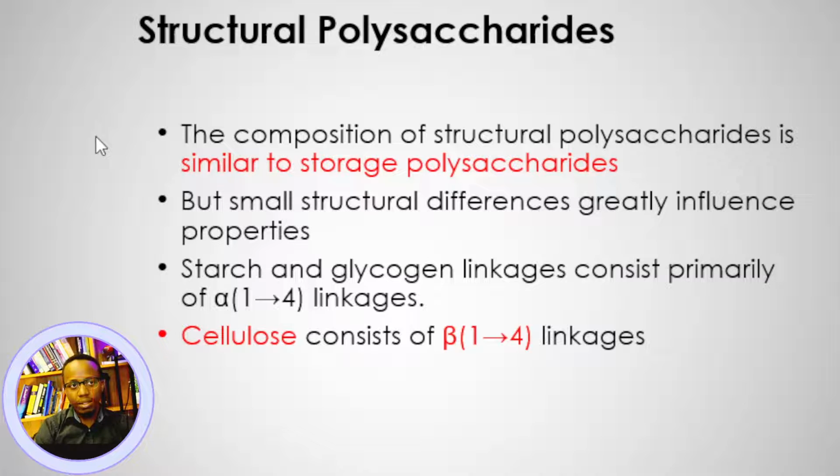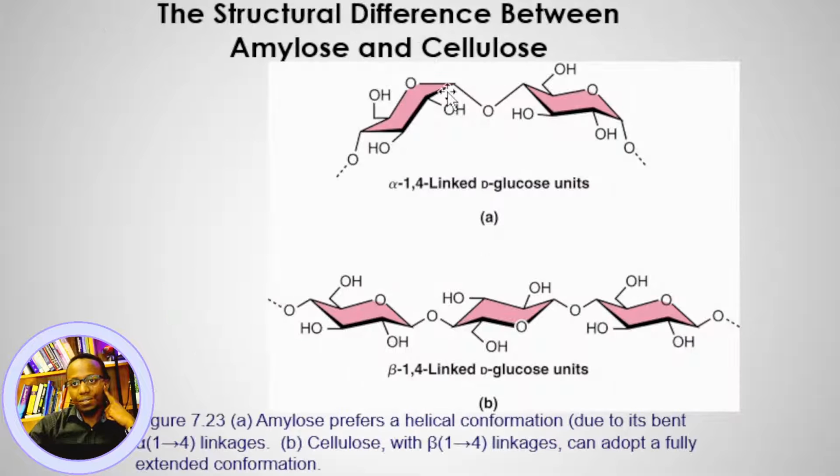Emphasis on beta, because starch and glycogen are on alpha, right? So beta 1,4 linkages will look different. Look at this.